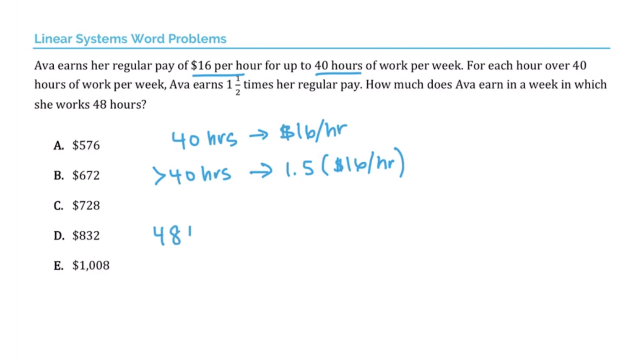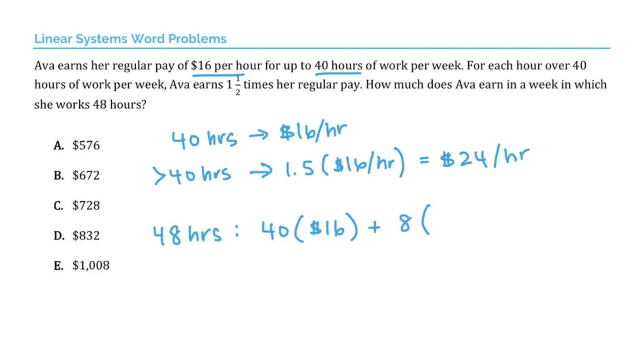Okay, so if we need to figure out what is she going to get paid for working 48 hours, we know that for the first 40 hours, she's going to get paid $16 for each of those hours. Plus for the next 8 hours to get from 40 to 48, she's getting paid 1.5 times her regular pay. So if I come back up here and I do 1.5 times 16, I see that at that time she gets paid $24 per hour.